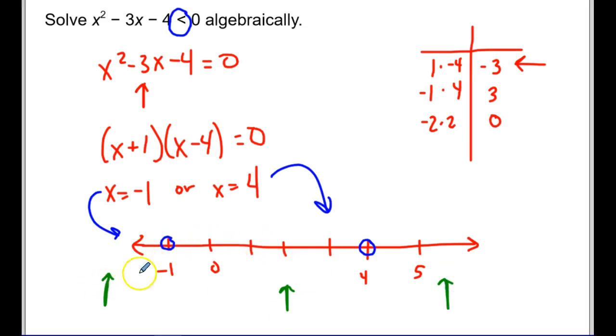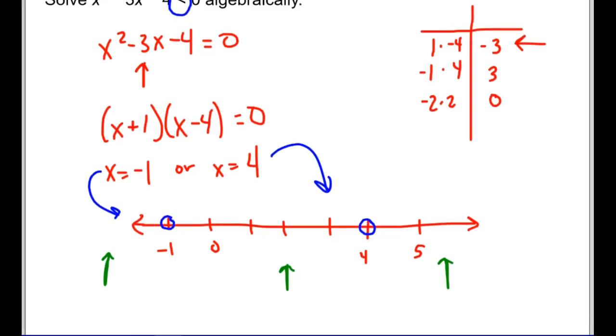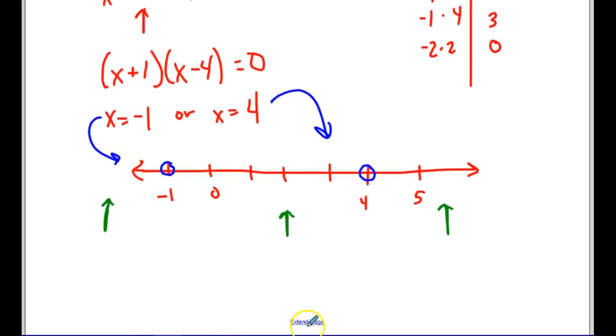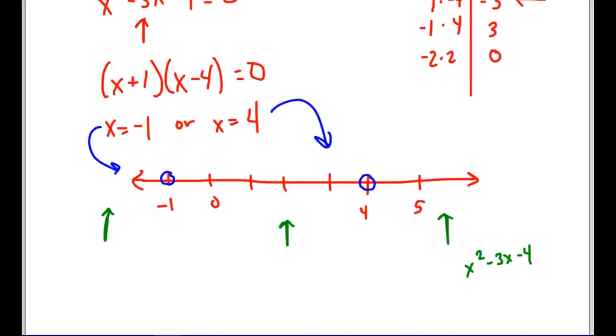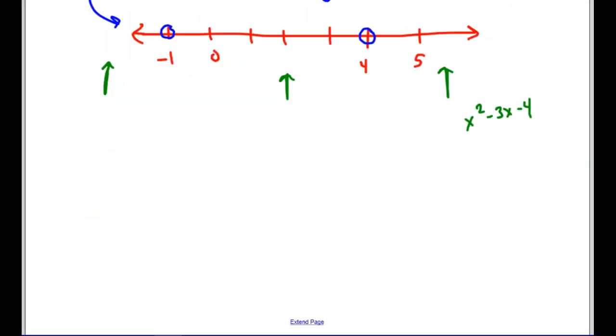Let's go ahead and test -2. Let me scroll down a little bit. I'm going to rewrite our equation, x squared minus 3x minus 4, and we're looking for that to be less than 0. So let's test -2 for this first chunk. I'm picking points that are in between: I need one that's less than this dot, I need one in between, and I need one over here. So we're going to pick -2.